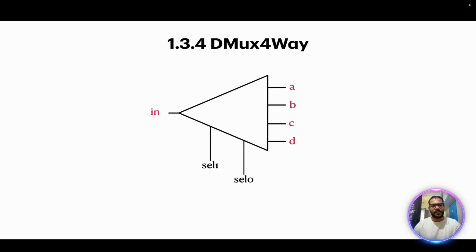This is the symbolic representation. You've got 1 input and 4 outputs, where the input is 1 bit and the outputs are also 1 bit. And you're using demux to split the input. So demux and 4 gives you demux 4-way. Let's move on with the next chip, which is demux 8-way.